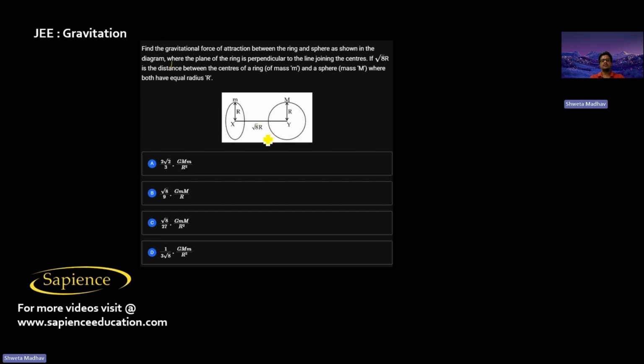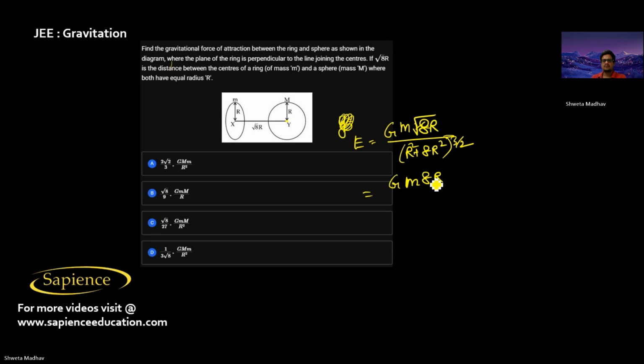So the gravitational field at the point y due to this ring, we call it E, I can say, will be equal to G m x by (r square plus x square) power 3 by 2. Here x is root 8 r, so it is G m into root 8 r by (r square plus 8 r square) power 3 by 2, which will be equal to G m into root 8 r by (9 r square) power 3 by 2.